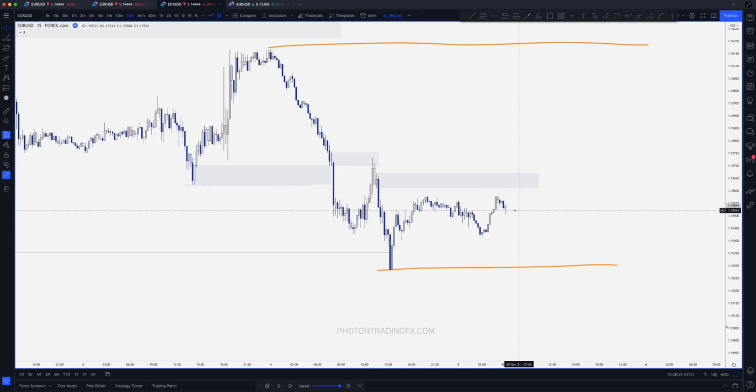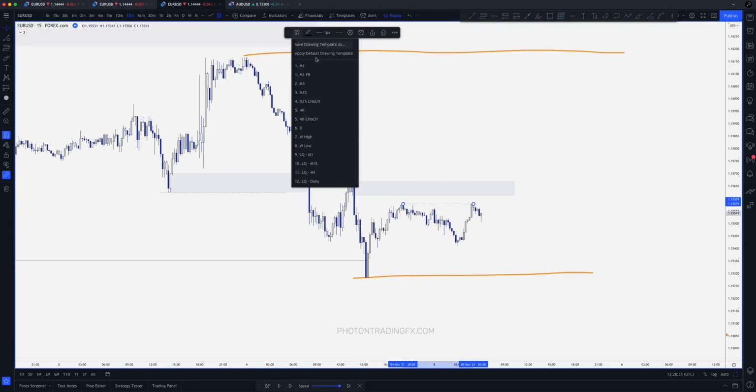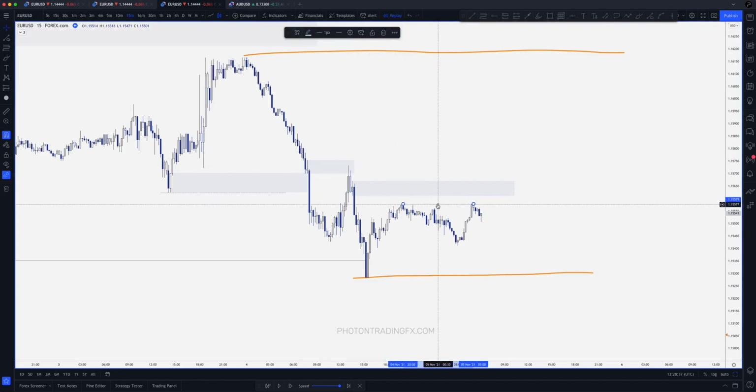I'll come into my desk around 6 a.m. What you typically see during Asia, so all of this corrective price action within a small range, is what's called the Asian session range. We can now see we're starting to form a little bit of a double top here. What do we also have? We also have a double bottom at the bottom of the Asian range.